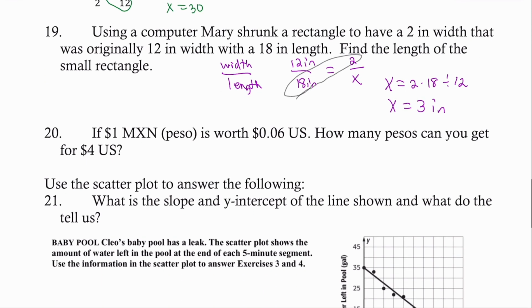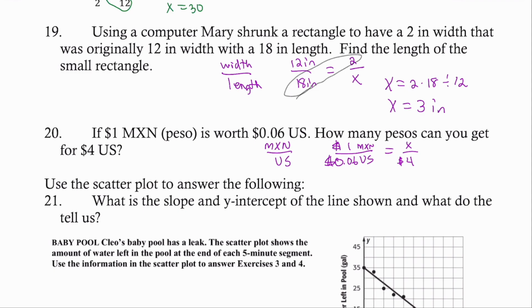Let's do one more proportion. Let's do number 20. The Mexican peso is worth 6 US cents. How many pesos can you get for $4? So we're going to do pesos over US. So if I know 1 Mexican dollar, or 1 peso, is the same as 0.06 United States dollars, on the other side, it says how many pesos, so that's your x, would be $4.